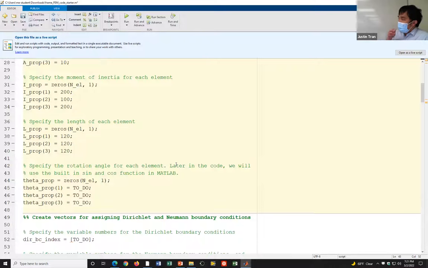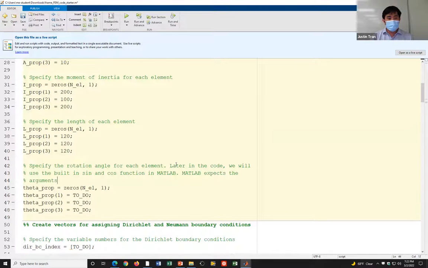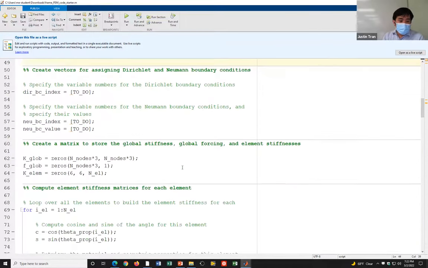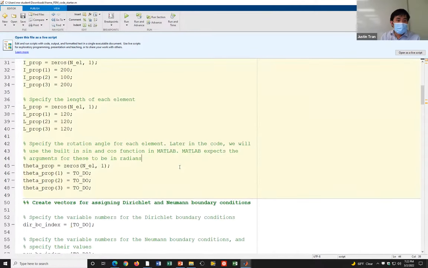Right. So why am I mentioning that? I'm mentioning that because by default, when you use the sine and cosine function in MATLAB, they expect the arguments to be in radians. So if you want to continue using sine and cosine, you would have to input the degrees here in radians as well. We can go ahead and do that.